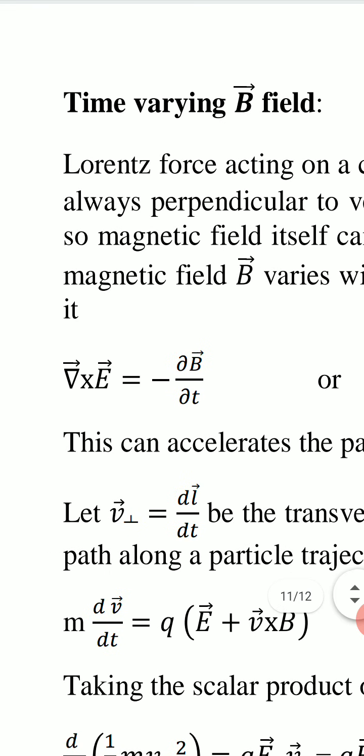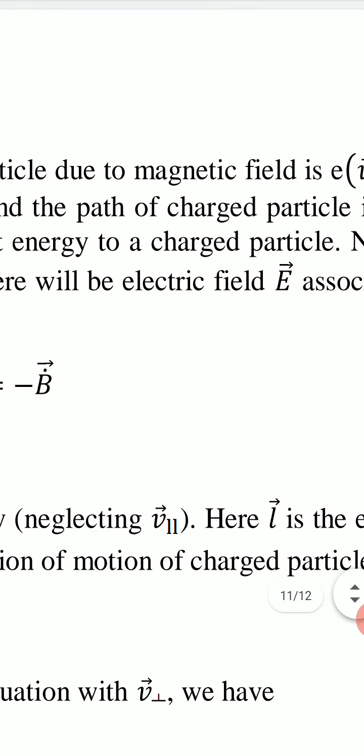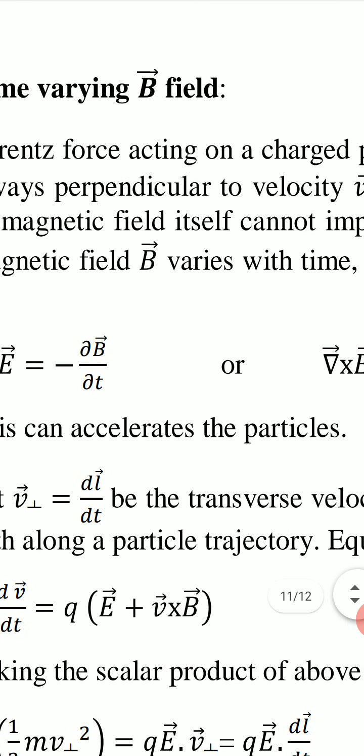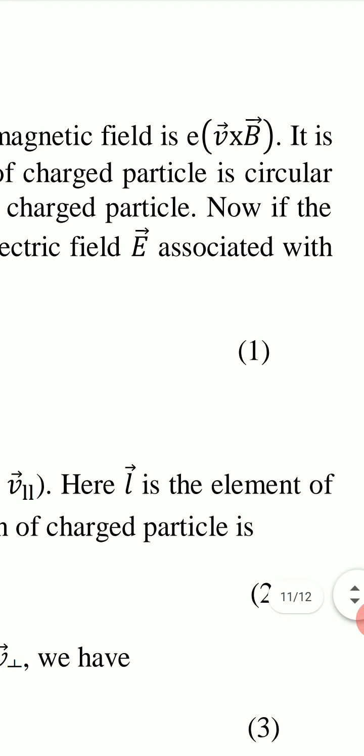So it is always perpendicular to velocity v, and the path of the charged particle is circular. So magnetic field itself cannot impart energy to a charged particle.